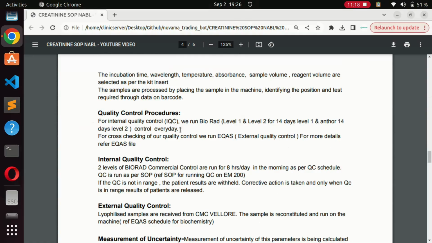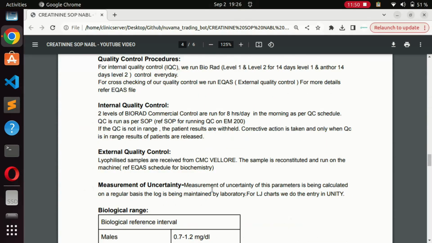After this, we have the internal quality control. So the internal quality control is basically what the lab does internally within the lab. Here they basically have already mentioned that above, but they run 2 levels of the Biorad commercial control every day. In the morning, as per the QC schedule, QC is run as per SOP. Again, they have a SOP for running a QC on the EM200. If the QC is not in range, the patient results are withheld, corrective action is taken, and only when the QC is in range are the results of the patients released.